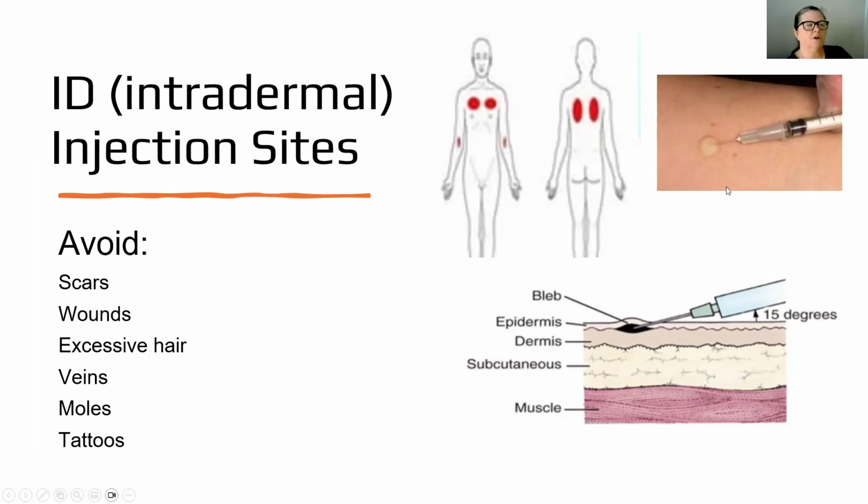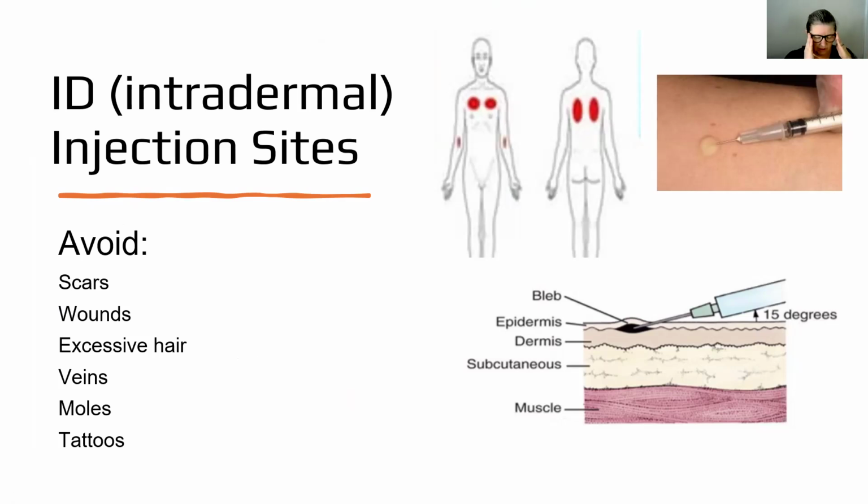Okay. This is the one that you're going just underneath the skin. You're going to create what they call a wheal. That's that little bubble there. Okay. So about a 10 to 15 degree angle to get just underneath the skin. What you do want to do is avoid any areas that have scars, wounds, excessive hair, real veiny areas, moles, freckles, things like that, and tattoos.